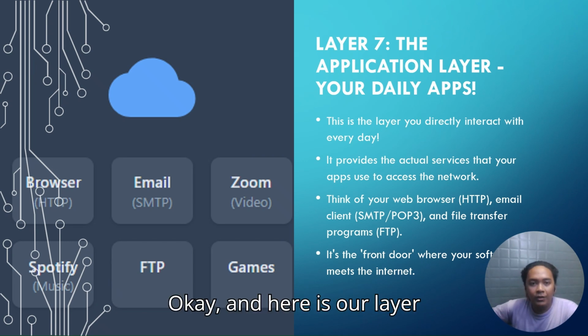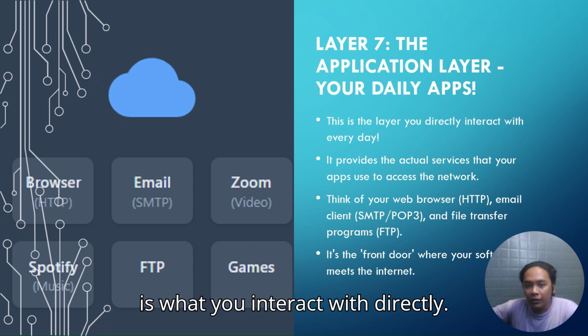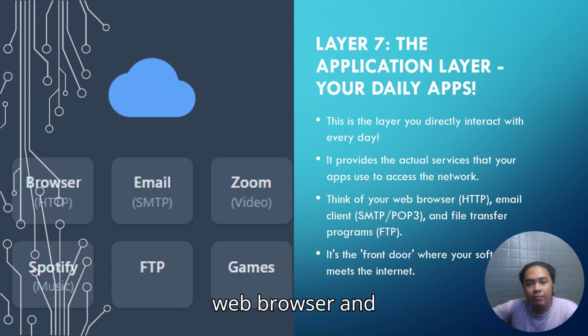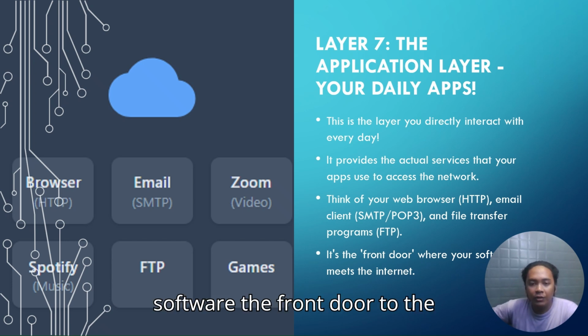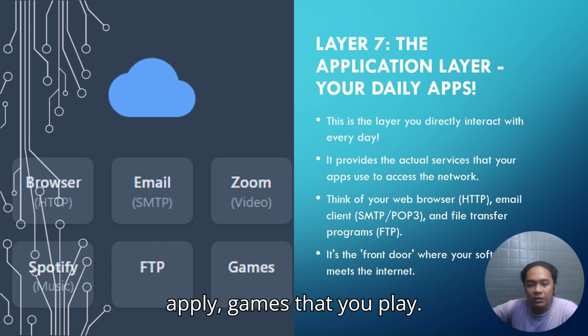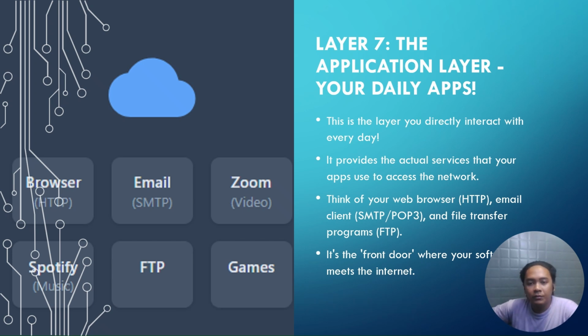Okay, and here is our layer 7, the application layer. Your daily apps. This is what you interact with directly. It provides services like your web browser and email, giving your software the front door to the internet. This one is your browser, email, Zoom, Spotify, games that you play. That's layer 7.